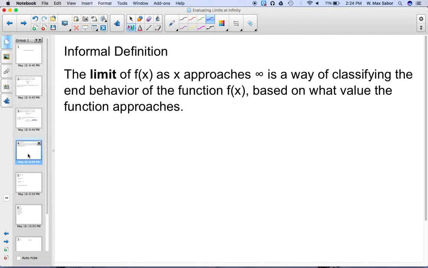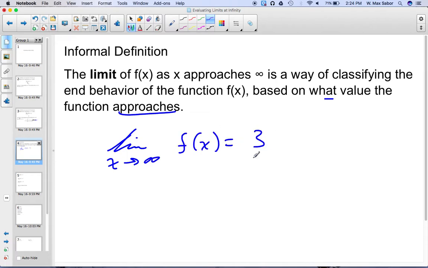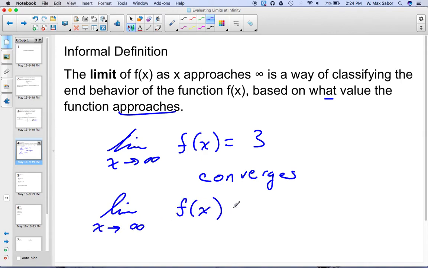So the informal definition is a way of classifying the end behavior based on what value the function approaches. If it approaches something, if we say the limit as x goes to infinity of f of x equals 3, then we say the limit converges. And if it does not, if we say it goes to infinity, then we say it diverges.